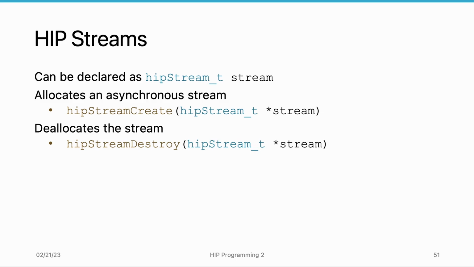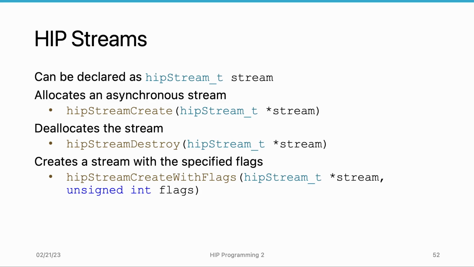The function heap stream destroy is used to deallocate the stream from the GPU. It takes a pointer to a heap stream underscore t as an argument, which represents the stream to be destroyed. But before destroying, this function waits for all the work in the stream to complete.